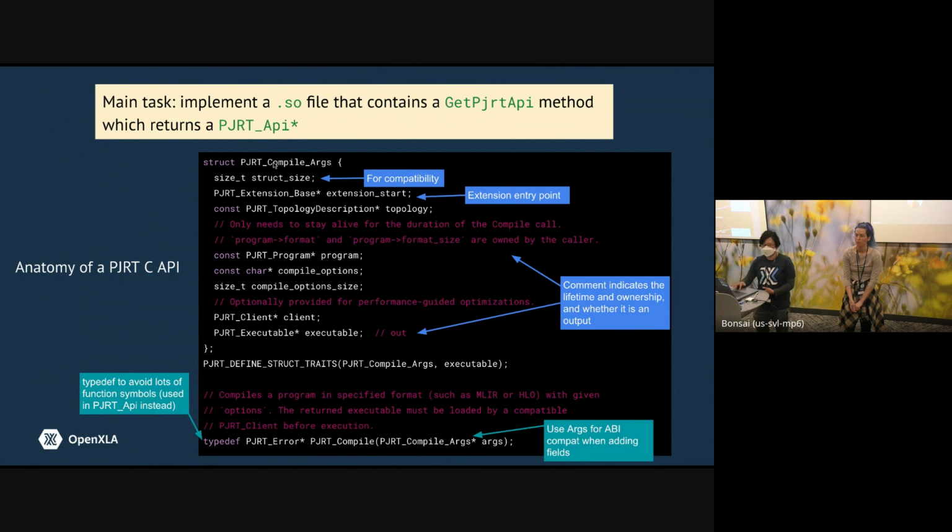So here are the PJRT compile args. Again, it has a struct size for compat, and then it has an entry point for extension. And then for compilation, one of the args is topology. And then there's a PJRT program. It can be a stable HLO, or it can be other types. And we have a serialized compile option and client, and also the output will be this PJRT executable. And in the comments we'll indicate the lifetime and ownership of these fields, and also whether a field is an output.